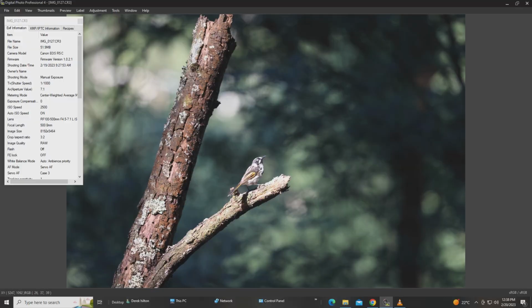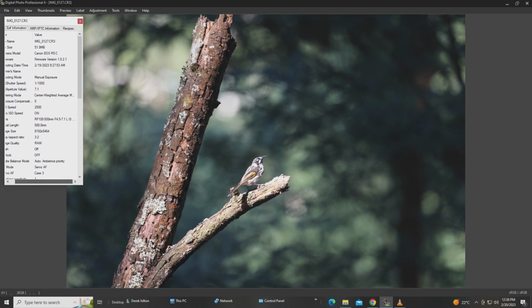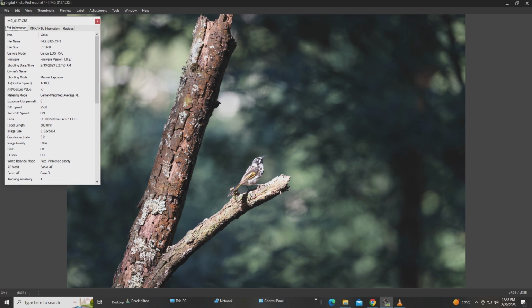Let's have a look at the first image I took of this bird. Now, as you can see, it is slightly overexposed because this is center weighted. And we're looking up at the information on the left-hand side there. You can see it's saying center weighted and how I have the camera set up as well. All the information is there for you to see.